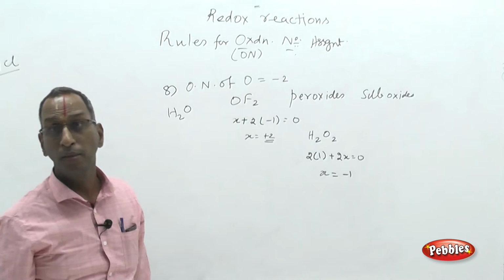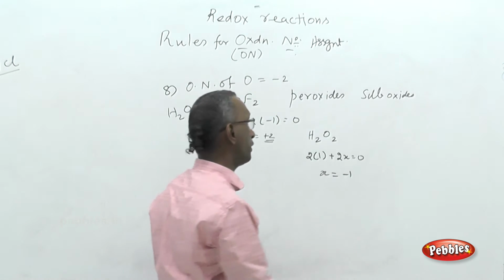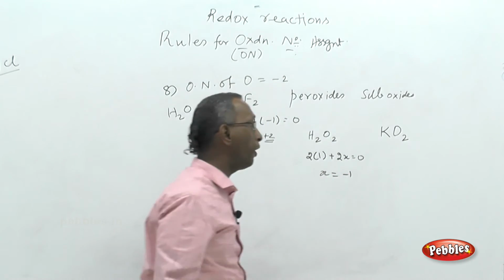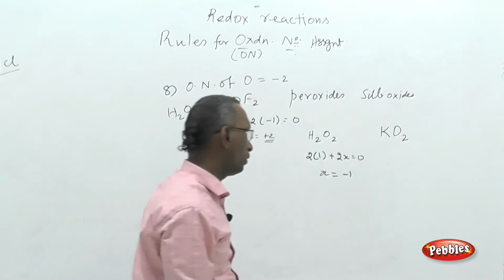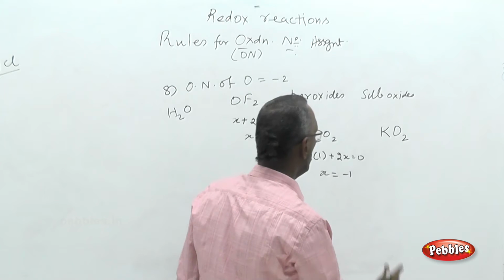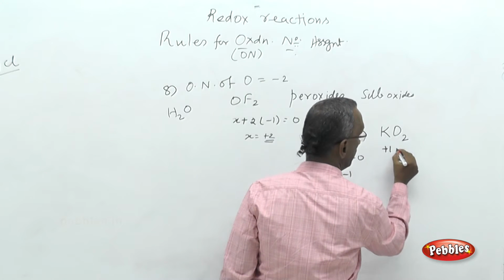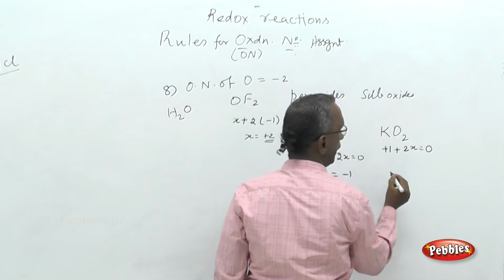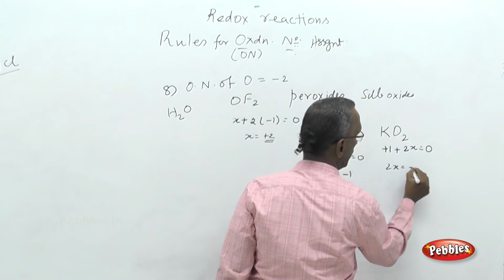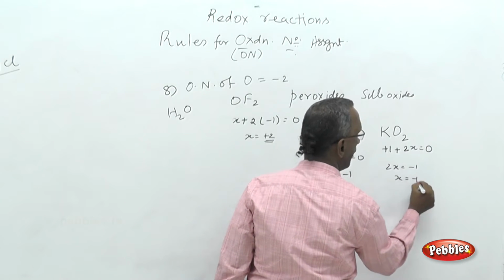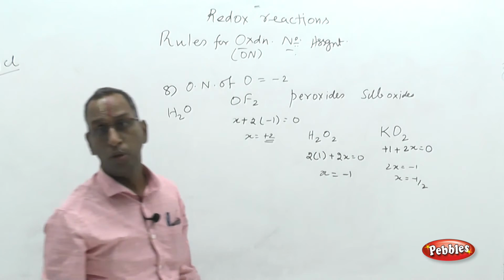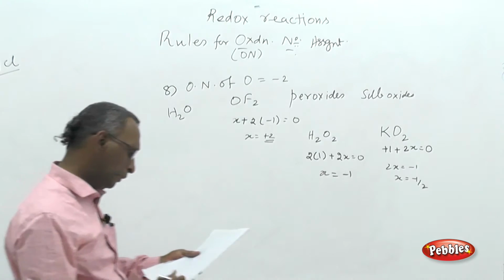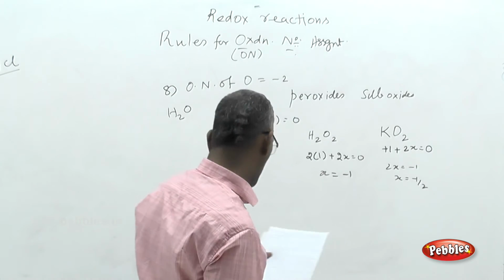Here oxygen takes the oxidation state. Suboxide: there is a type of oxide called KO2. In this KO2, K is plus 1, so plus 1 plus 2X equals 0, 2X equals minus 1, X equals minus 1 by 2. So the oxidation state is negative but a lower value. That is why it is called a suboxide.